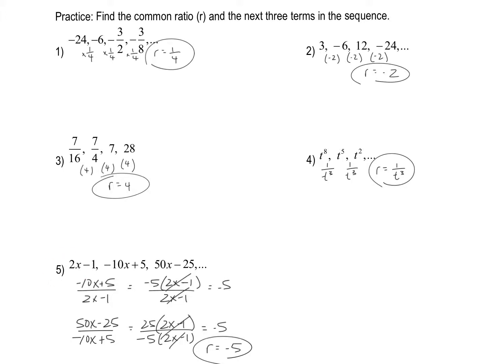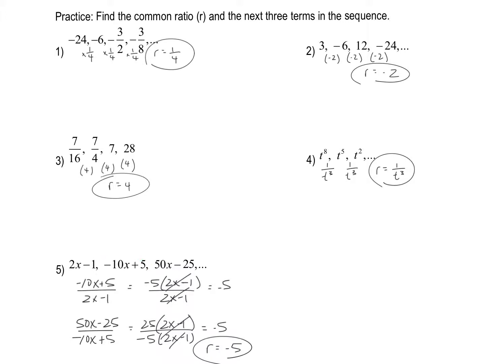For number 5, it wasn't as obvious for me to figure out what you're supposed to multiply by. Maybe for you it is. You can look at the 2x and the negative 10x and see that's multiplied by -5. You could also look at the -1 and the 5, the whole numbers, and that's also multiplied by -5. If you couldn't come up with it as obvious, then remember the trick that I wrote above. You can take the 2nd term divided by the 1st term. I did that here. There's stuff that cancels and factors and you're left with -5. Just to check that I didn't make a mistake somewhere, I then tried the 3rd term divided by the 2nd term.